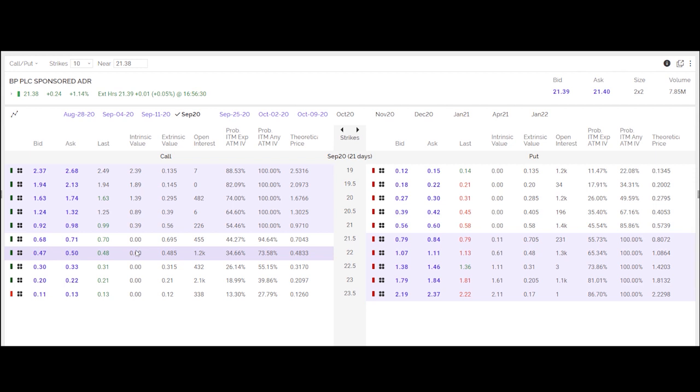Why zero? Because the intrinsic value means the difference between the market price and the strike price. Once you get above the market price and strike price, it gets to zero. You don't get negative. So that's why it gets less and less.